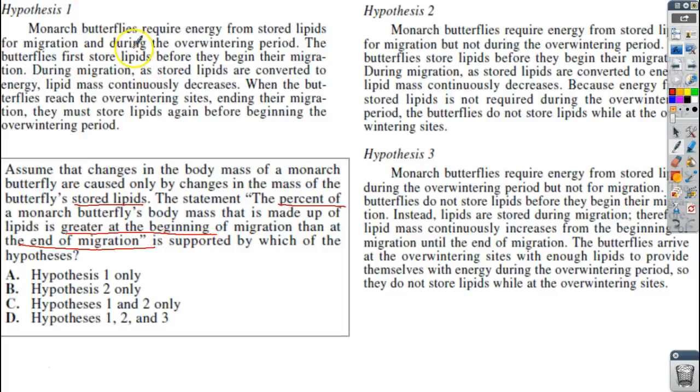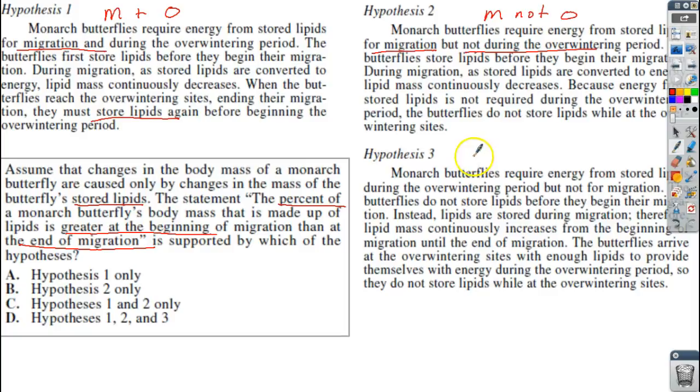So remember, in 1, it was migration and overwintering. So it uses for migration. So it's going to have high and then lower at the end because it's using them. It has to store lipids again before beginning overwintering. In hypothesis 2, they don't need it for migration, or they do need it for migration, but not during overwintering. So this is M, not O.